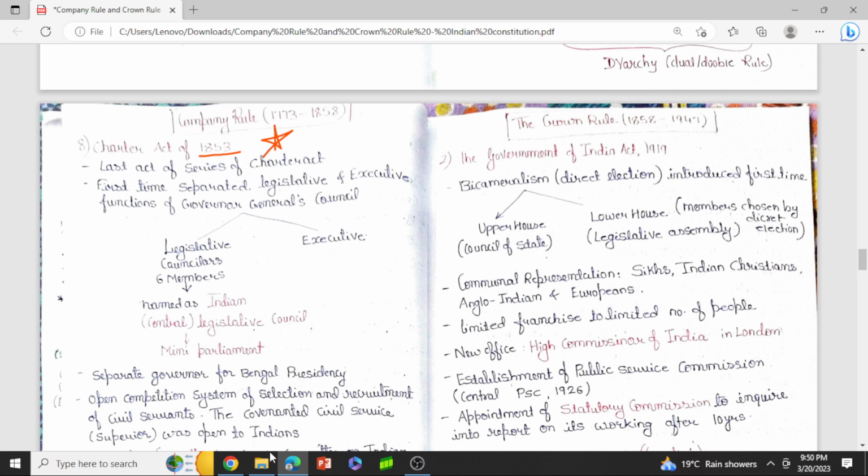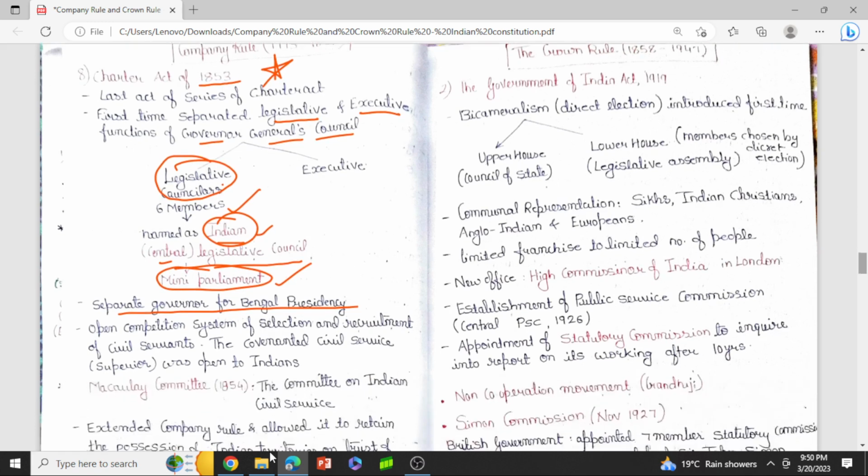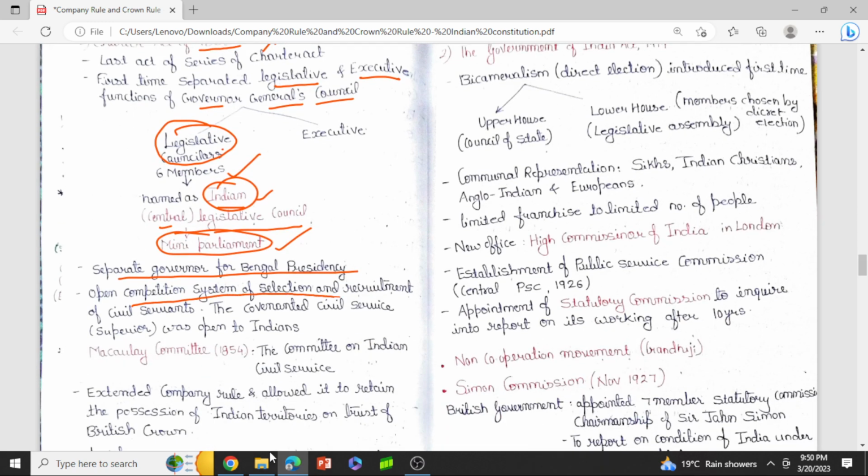This law actually separated for the first time the legislative and executive functions of the Governor General's Council. In the Legislative Council, there were 6 members, and it was named the Indian or Central Legislative Council, which was acting as a mini parliament. So here it was made more Indian, naming it Indian Legislative Council, acting as a mini parliament. A separate governor for the Bengal presidency was introduced. Open competition for selection and recruitment of civil servants was opened for the Indians.